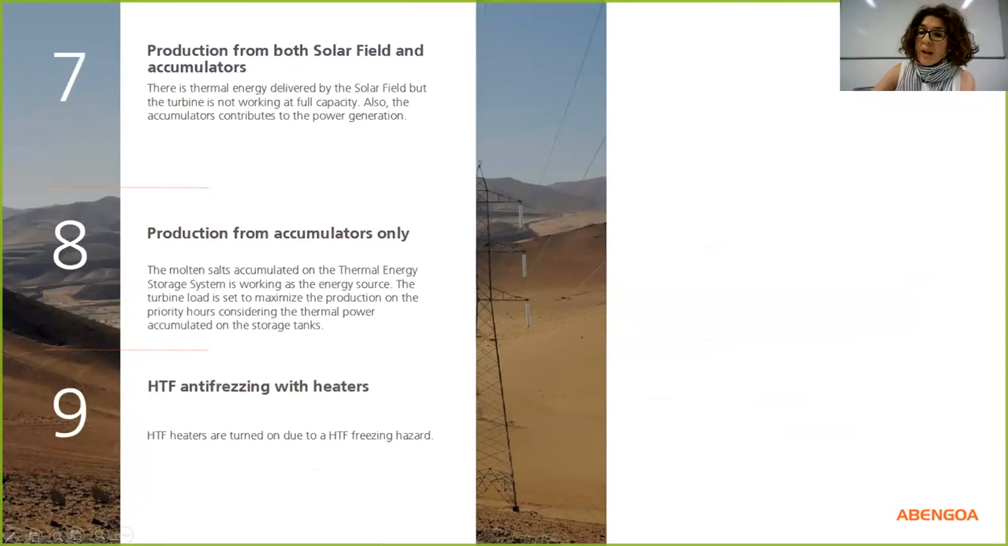Later, we have the operation mode without solar resources, and we work with molten salt accumulated as energy source. And finally, during the night or long bad weather periods, we work in anti-freezing mode where the HTF heaters are turned on due to an HTF freezing hazard.